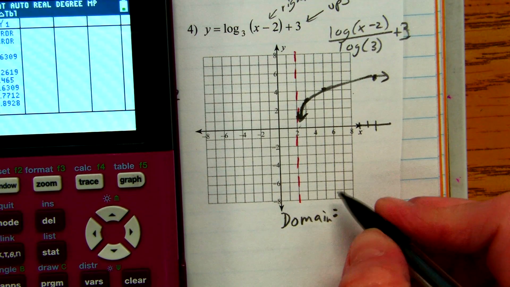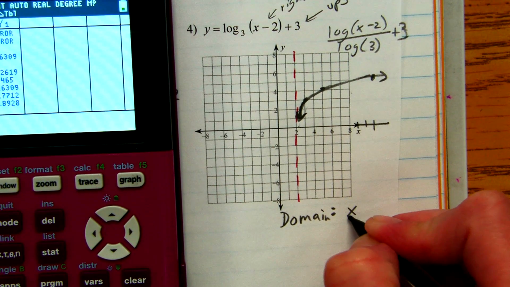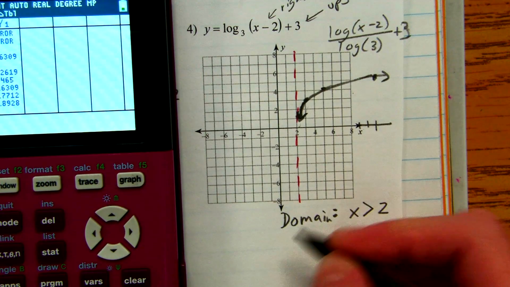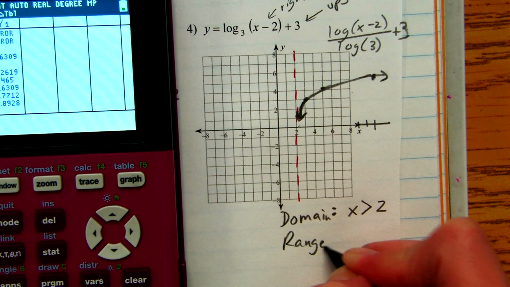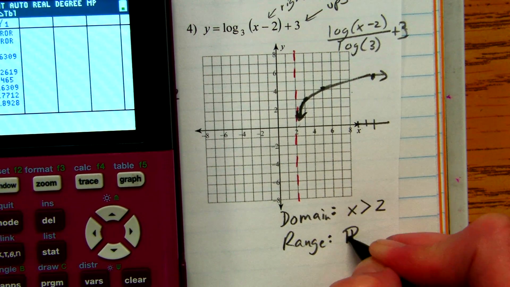So the domain, what's the domain on this? X greater than 2. And then the range is all real numbers.